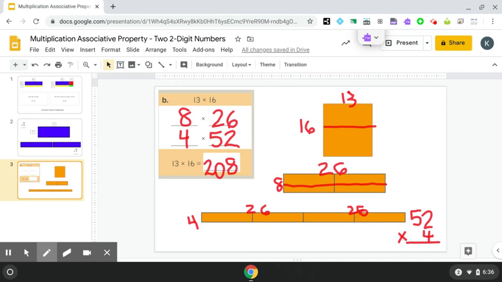I hope this example helps you as you work through today's assignment. You're going to be doing the doubling and halving strategy to help you multiply two-digit numbers.